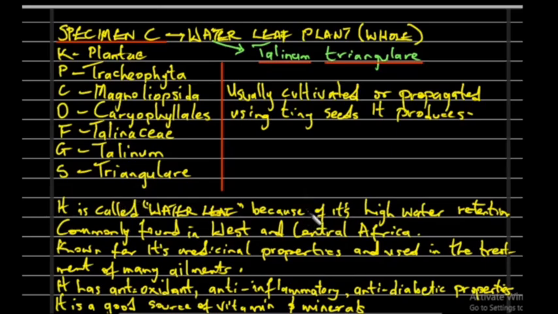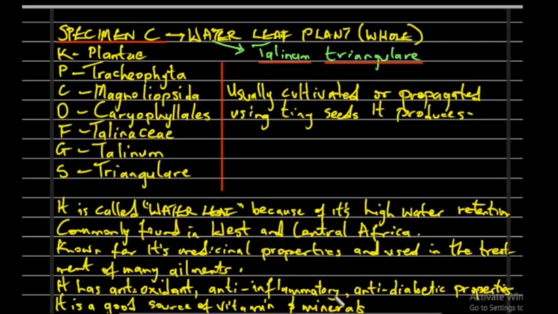It has adopted the name waterleaf because of its high water retention. It has a high amount of water in its stem. The stem of this particular plant is succulent. That is why it is called waterleaf. It is commonly found in West and Central Africa, where this crop is commonly grown, and it is known for its medicinal properties and is used in the treatment of so many ailments.